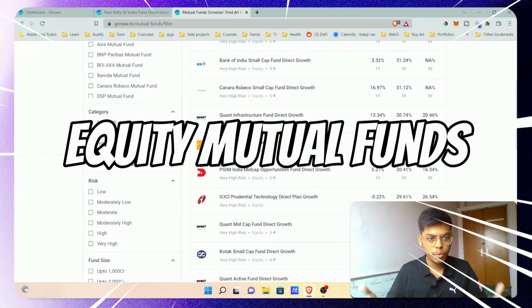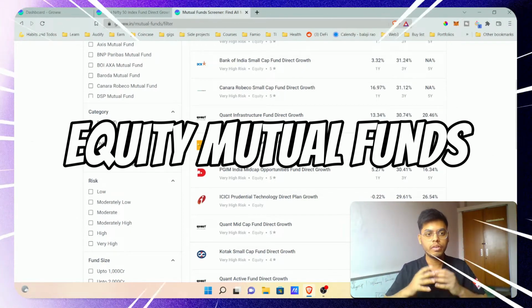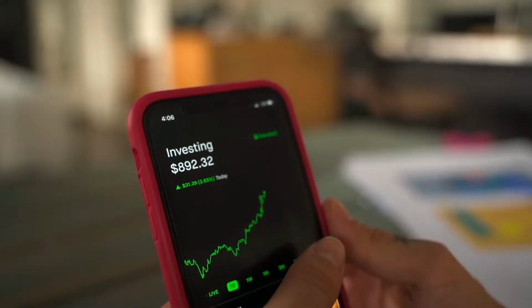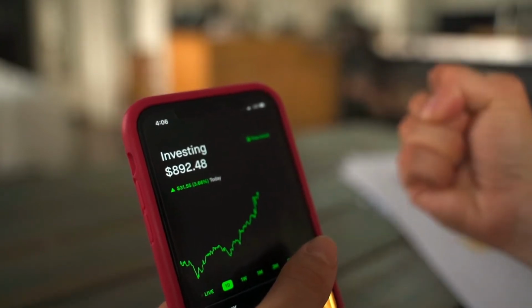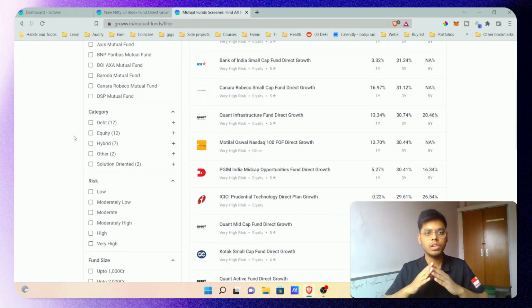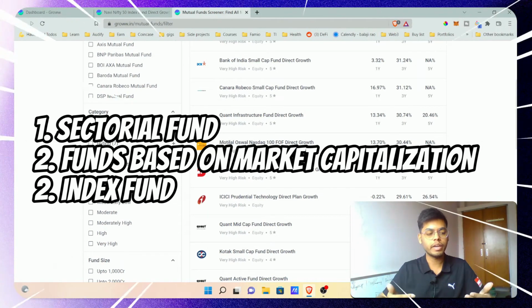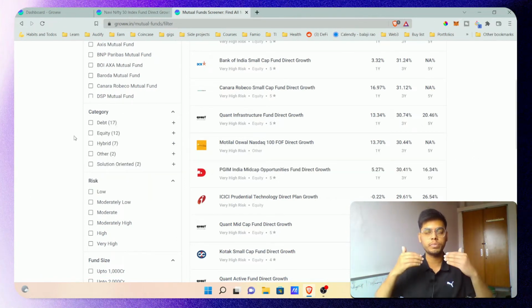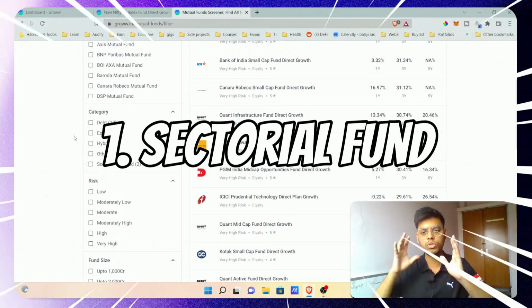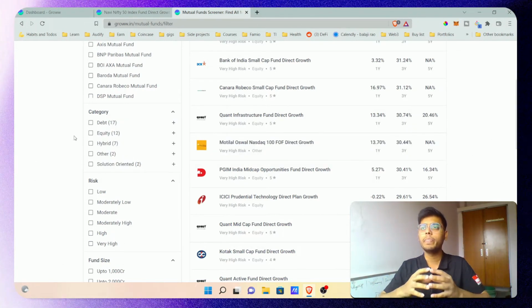When we look at equity mutual funds, the mutual fund manager is going to invest this pool of capital in stocks. And in equity mutual funds, you have different kinds of things. It could be a sectoral fund where the investment is going specifically into the IT sector or specifically into the pharma sector, and the mutual fund manager is going to select top companies in a specific sector. This is the first kind of mutual fund.